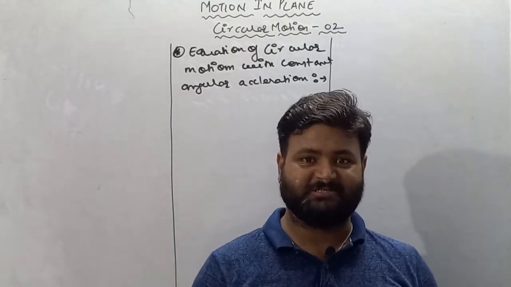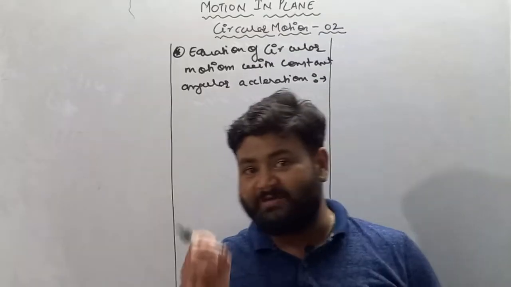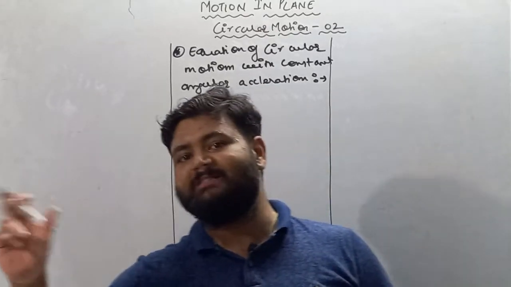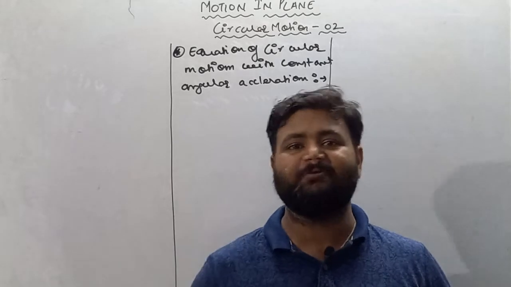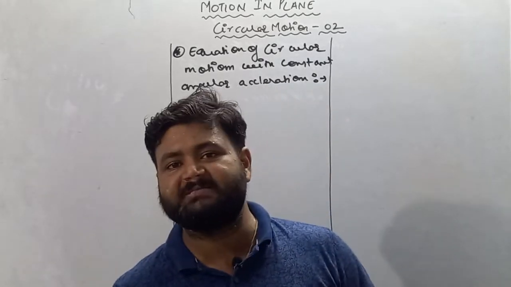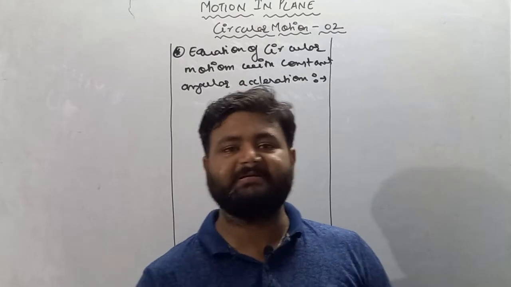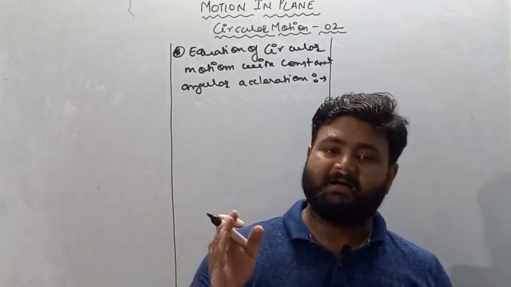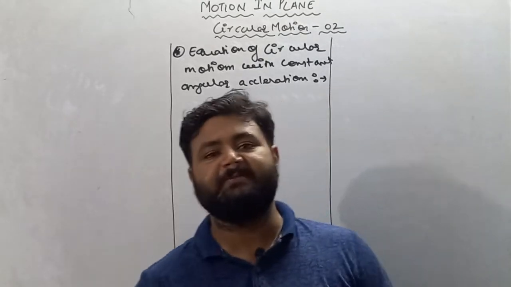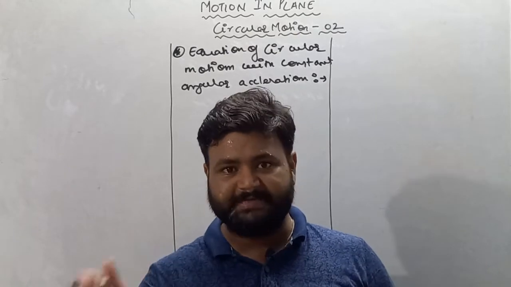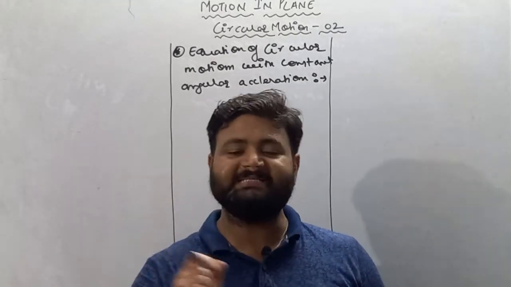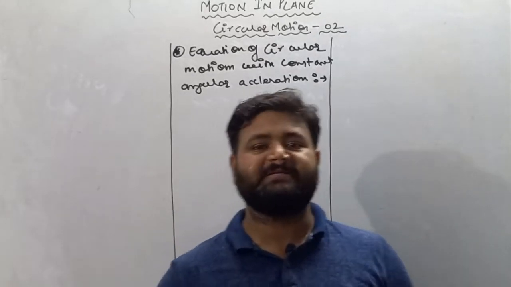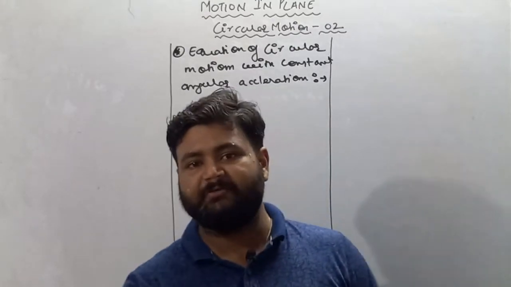As we all know, my dear student, when we are talking about circular motion, all the linear terms will be replaced by angular terms. Velocity is replaced by angular velocity, acceleration is replaced by angular acceleration, and displacement will be replaced by angular displacement. Theta, omega and alpha. Theta represents angular displacement, alpha represents angular acceleration, and omega represents angular velocity.